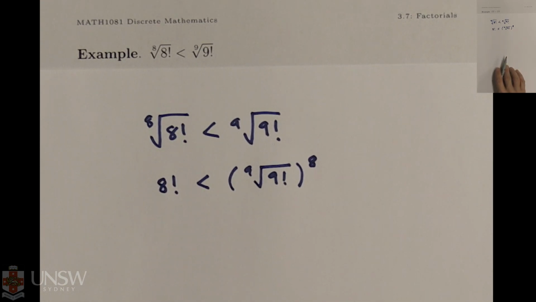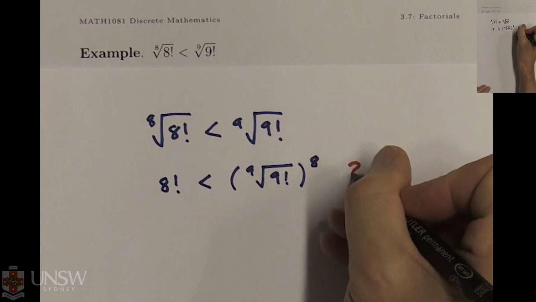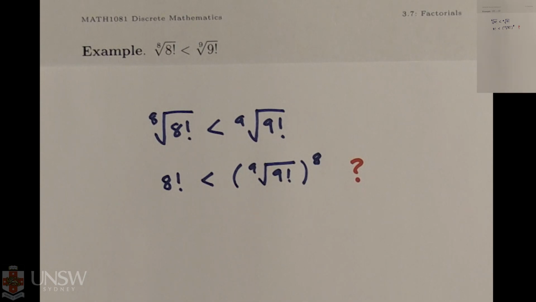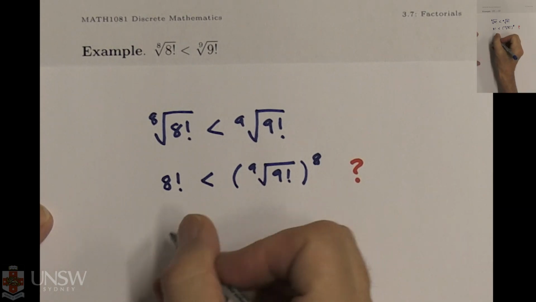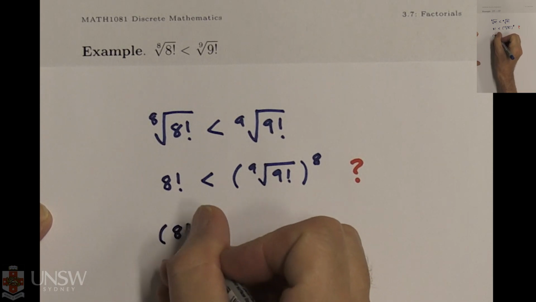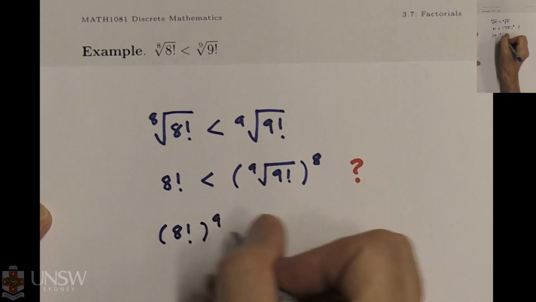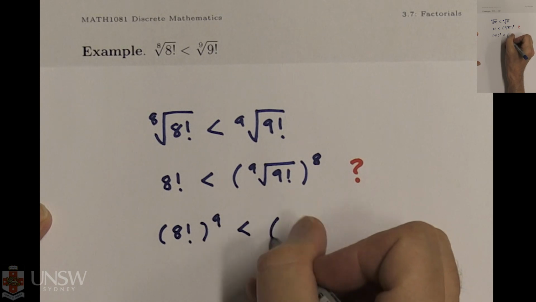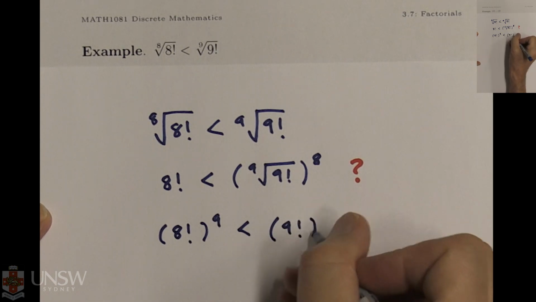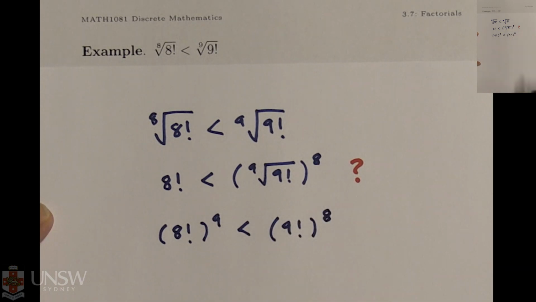Hopefully, after thinking about that for a little, you can come up with the idea, well, I'll take the 8th power and the 9th power. In other words, the 72nd power. Let's mark that with a question mark. Doesn't quite seem to be helpful. If I take the 72nd power of both sides, I get 8 factorial to the power 9 is less than 9 factorial to the power 8.